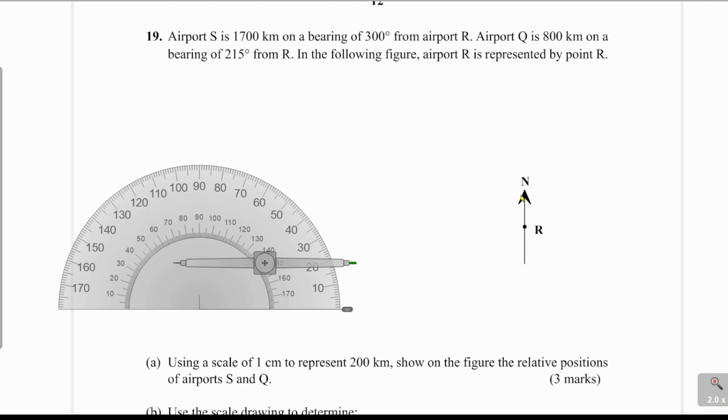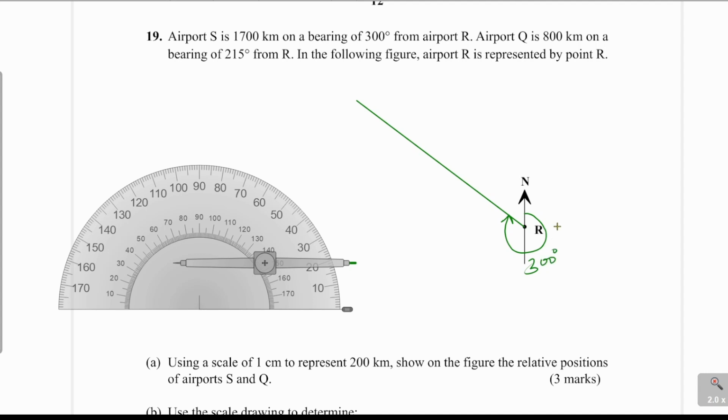So let's go to the first statement. Airport S is 1700 kilometers on a bearing of 300 degrees from airport R. So I'll first sketch it. From R, we need to measure 300 degrees. Remember, for true bearing, we measure the angles in a clockwise direction from the north. 300 degrees means you shall measure it from the north in a clockwise direction like that.